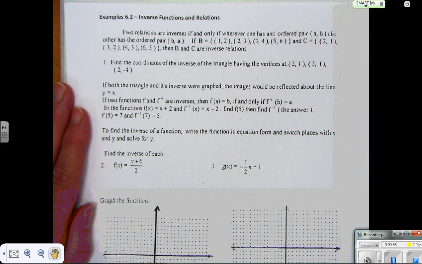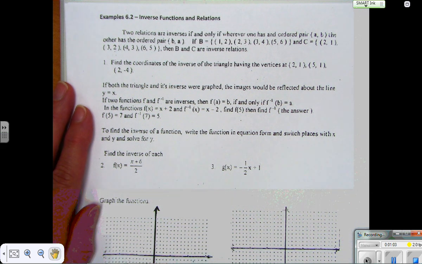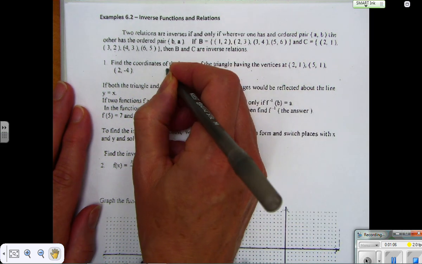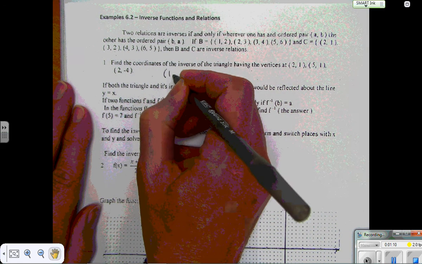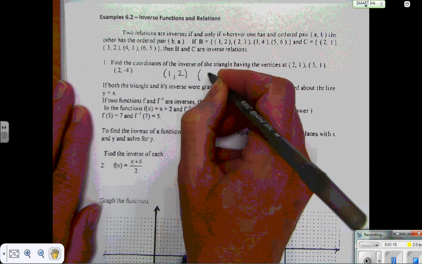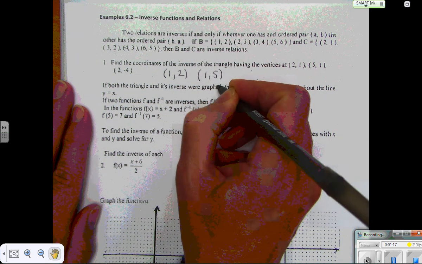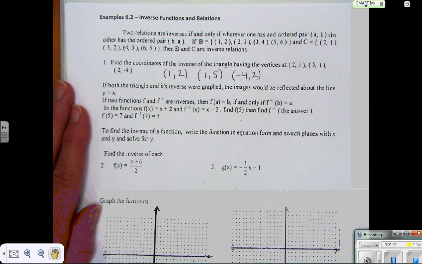Okay, so find the coordinates of the inverse of the triangle having the vertices at (2, 1), (5, 1), and (2, -4). So all we need to do for that is write the inverse for each point, or the opposite for each point. So (1, 2) instead of (2, 1). The other vertex would be (1, 5) instead of (5, 1). And then the last one would be (-4, 2) instead of (2, -4). If both the triangle and the inverse were graphed, the images would be reflected across the line y equals x.